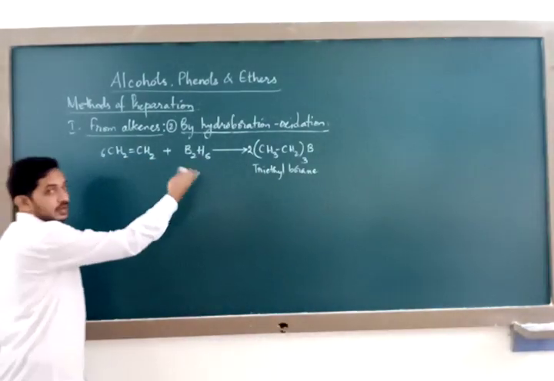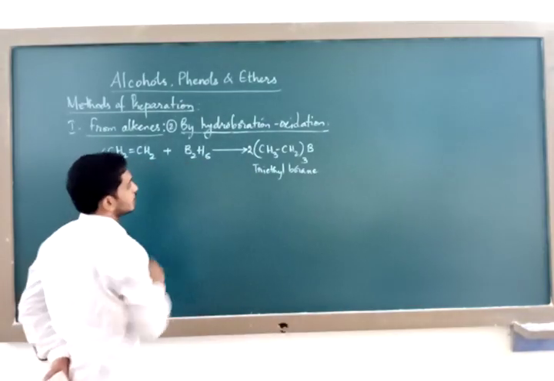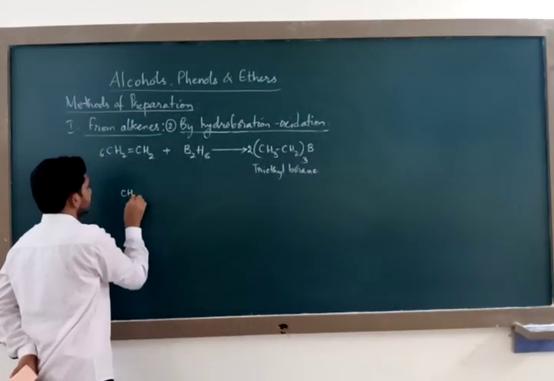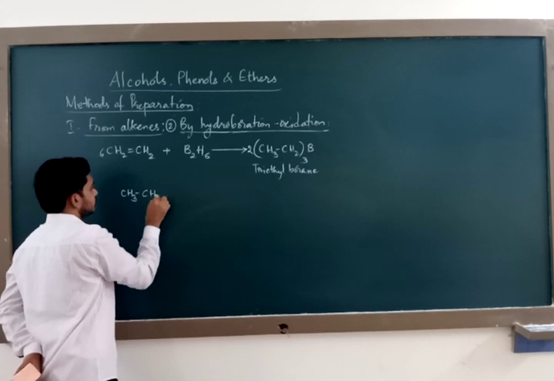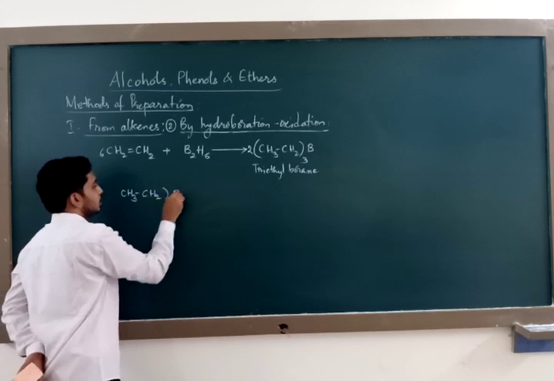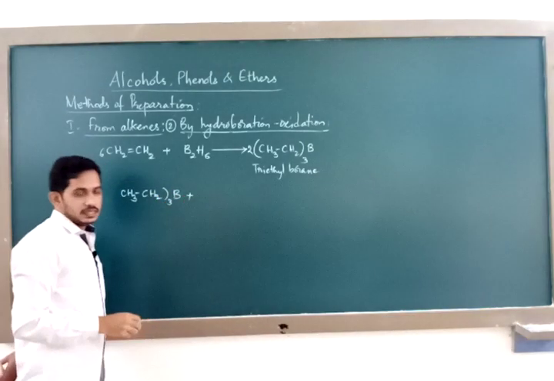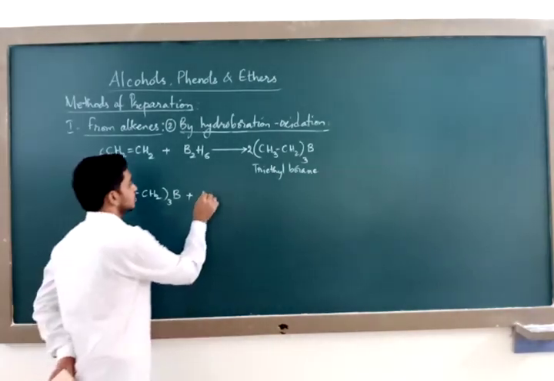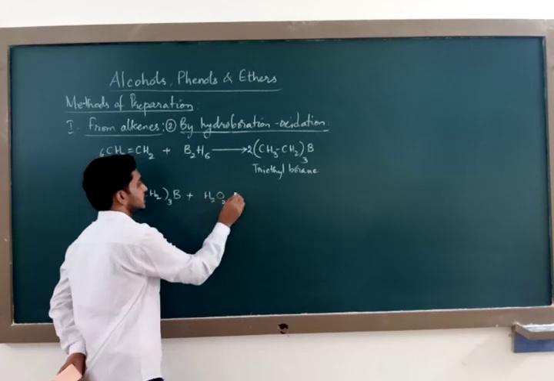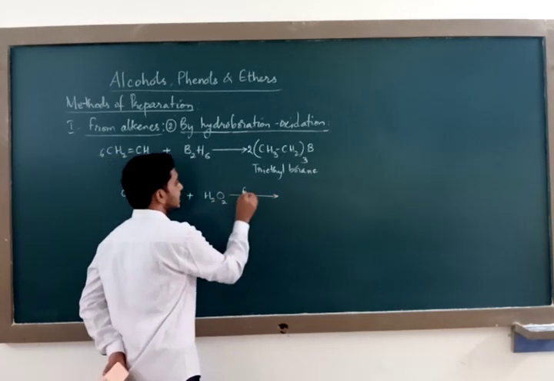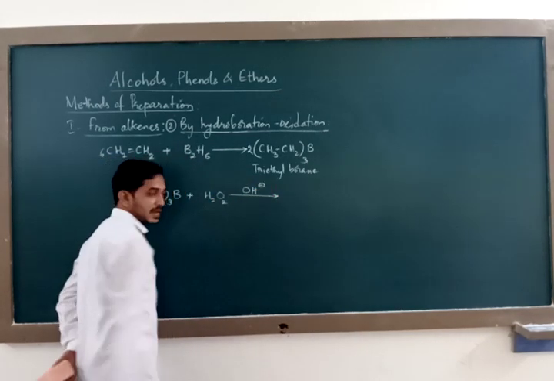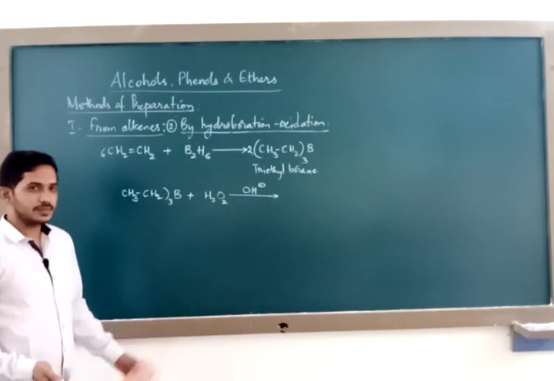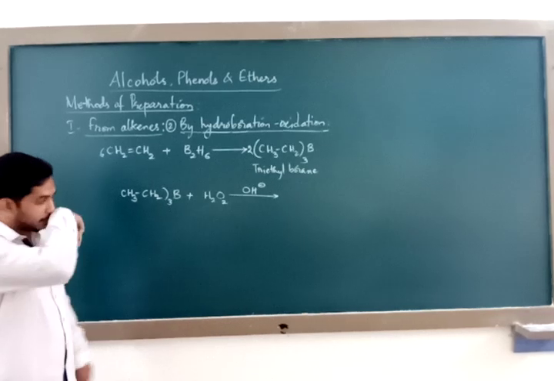After trialkyl borane is formed, that is triethyl borane is formed, you react this triethyl borane with any good oxidizing agent. Preferably hydrogen peroxide is used because it is a strong oxidizing agent, in the presence of an alkali, that is any base like sodium hydroxide. As a catalyst, this reaction proceeds faster. Now what should be our product?